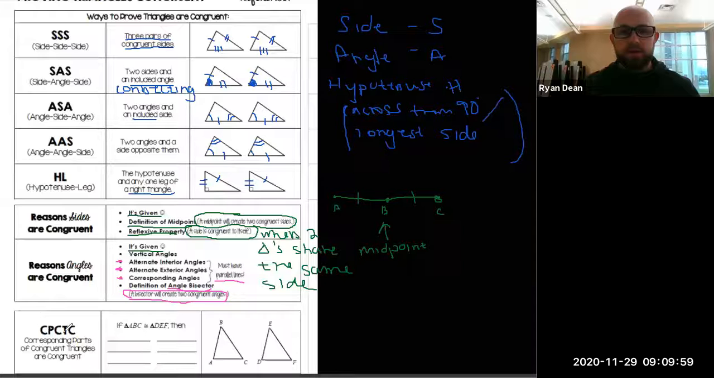Okay, this last piece, the CPCTC, this is corresponding parts of congruent triangles are congruent. Corresponding parts of congruent triangles are congruent. We'll get to this at the end of this unit. But here, what we're talking about are these two congruent triangles. Triangle ABC is congruent to triangle DEF. And what we can do is we can write a few different things. We can write three sets of congruent sides, and we can write three sets of congruent angles.